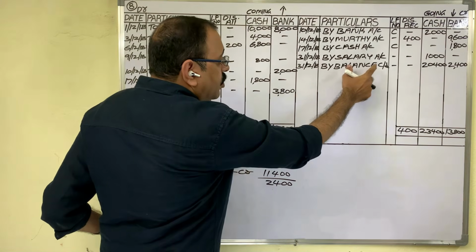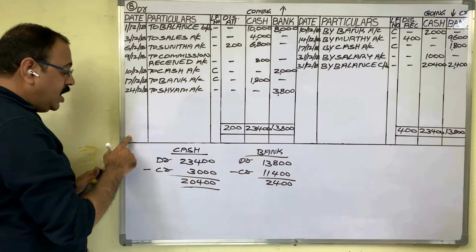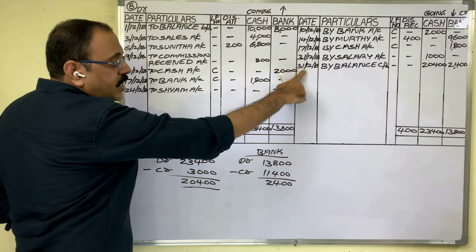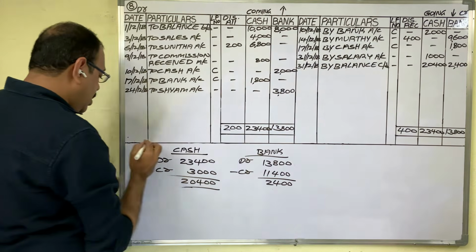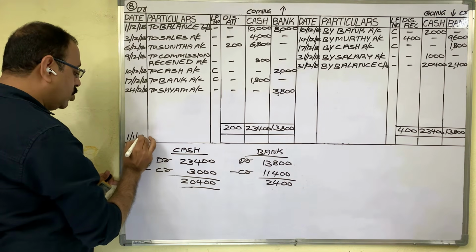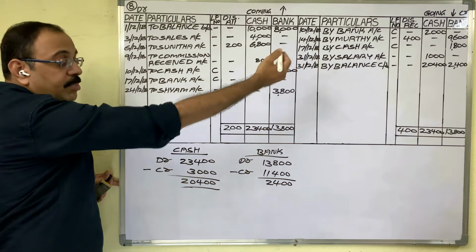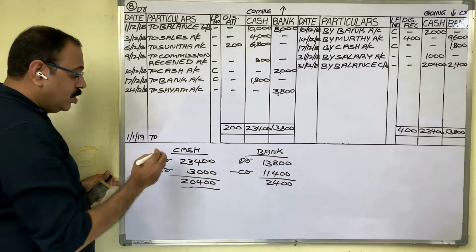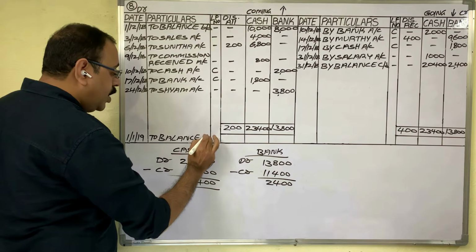Credit amount, you have to bring on debit side. Date should be next immediate date of this date. If today's date is 31st December 18, then tomorrow's date will be 1st January 2019. What to write in particulars column? We are bringing these balances now. So write down to balance brought down.